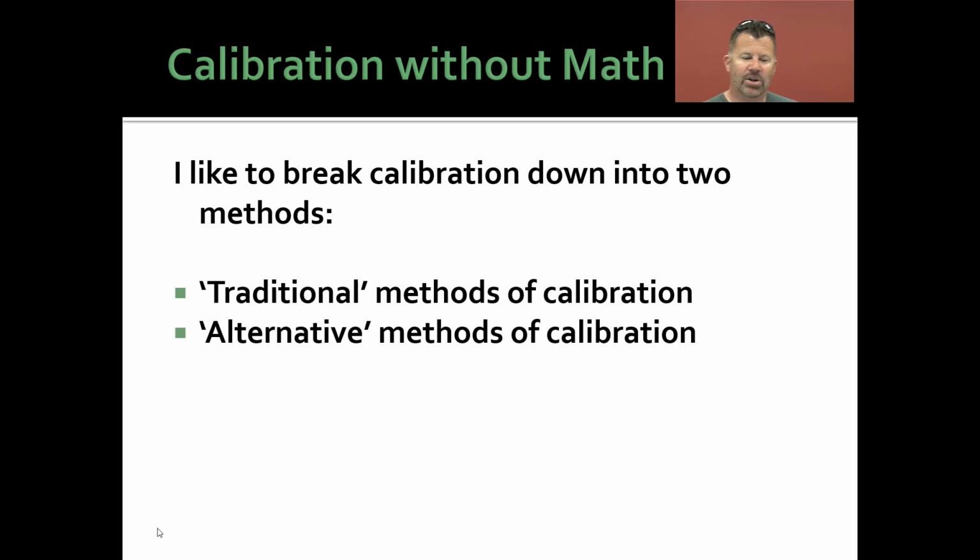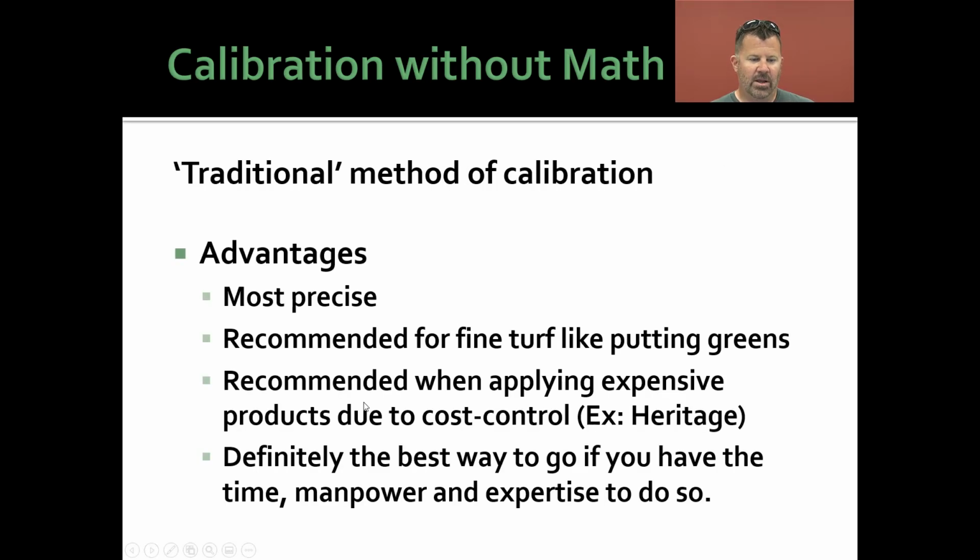I like to break down calibration into two methods. We have traditional and we have the alternative method. Traditional method, the advantages, most precise. So that's probably going to involve a little bit of math if it's real precise, right? Recommended for fine turfs like putting greens, tee boxes and things, baseball fields. Recommended when applying expensive products due to cost control. We want to use it when we're using fungicide Heritage. That stuff's high dollar. Definitely the best way to go if you have the time, manpower, and expertise to do so.